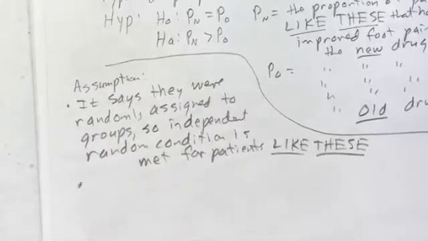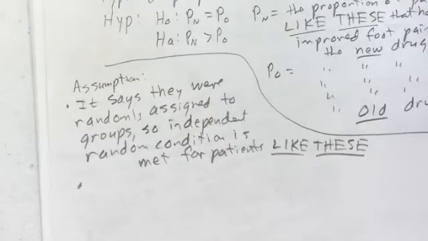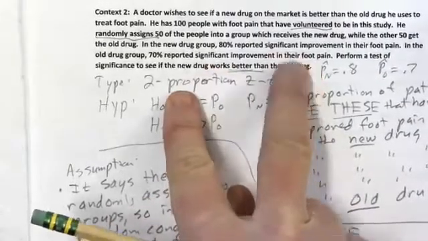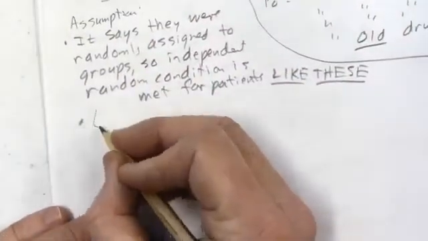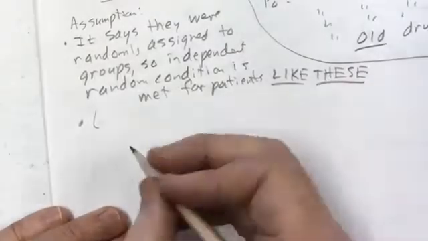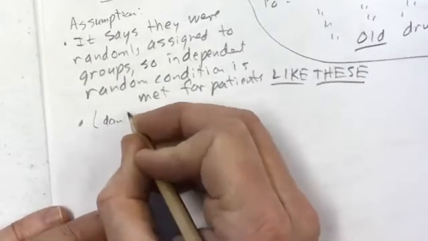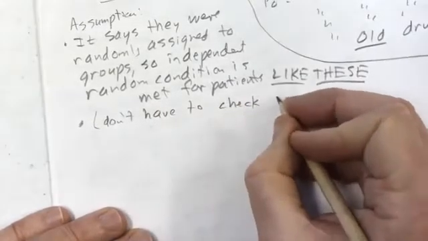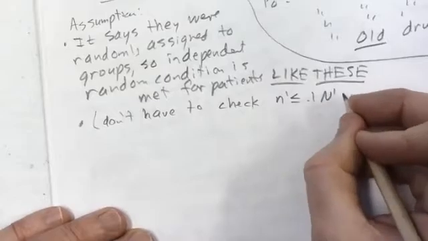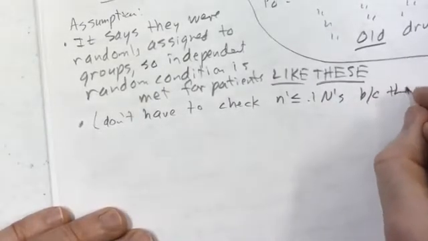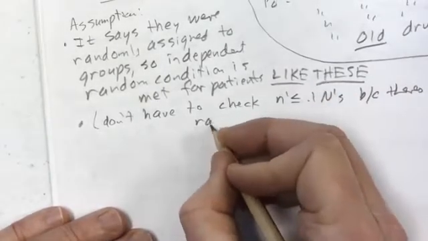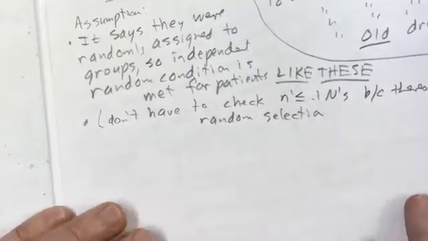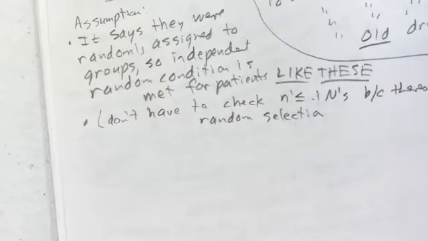We don't have to check for the other aspect of the word independence. In other words, a population size being at least 10 times the sample size, because we don't have a larger population, so to speak. They weren't randomly selected, so you don't have to check that condition if you don't have random selection. So say you don't have to check that our little n's are less than or equal to 0.1 times our big N's because there's no random selection. So that's that.